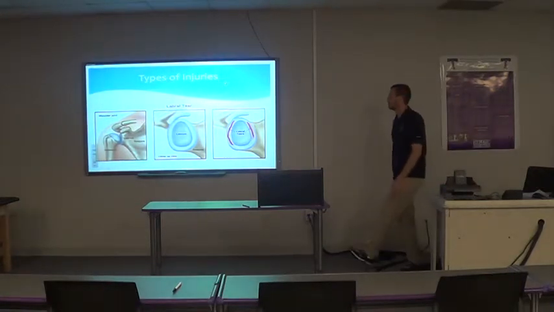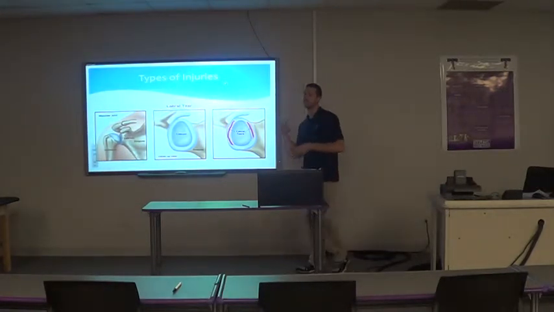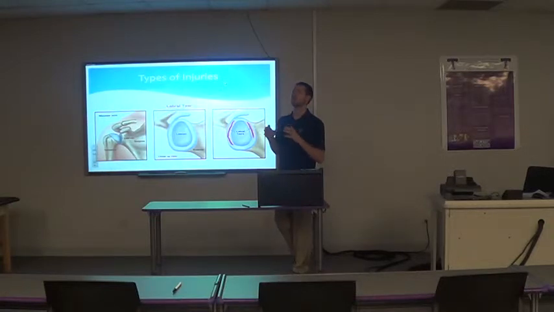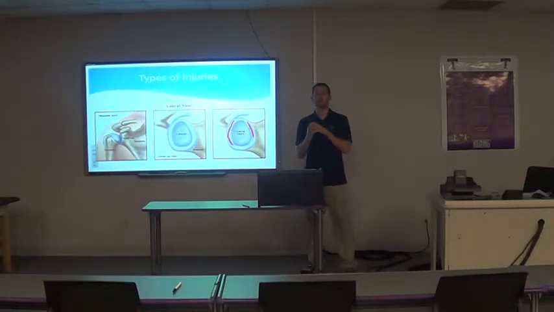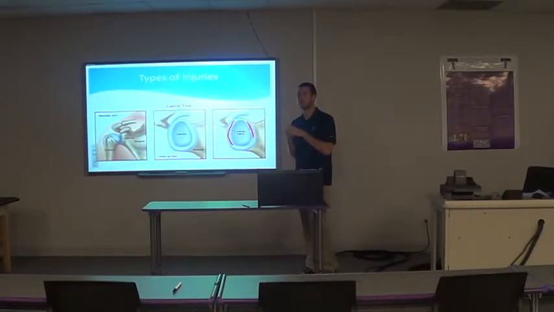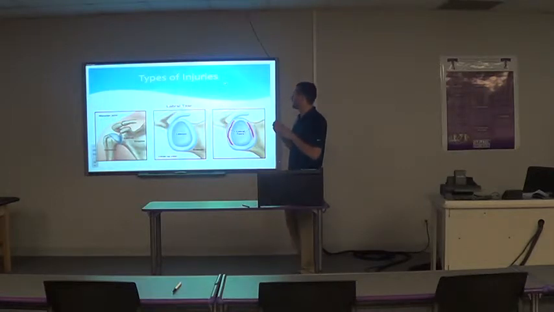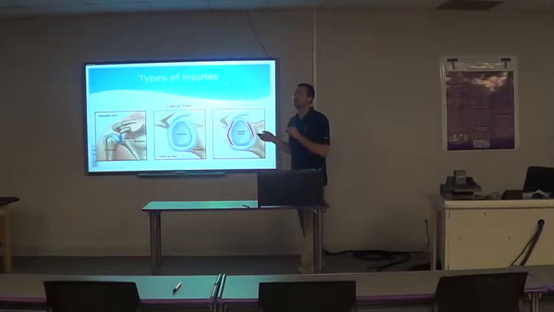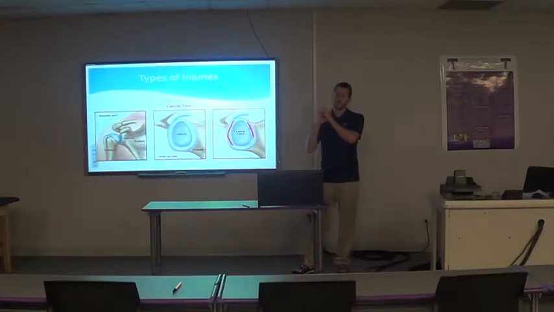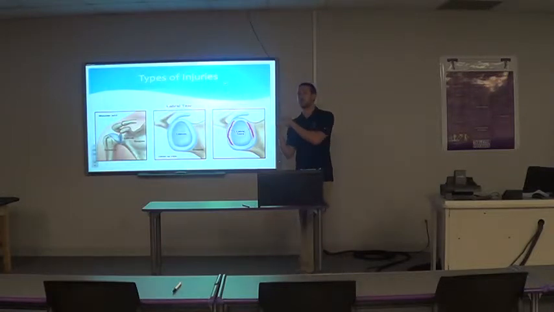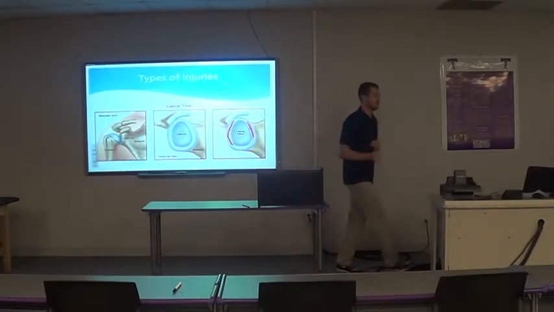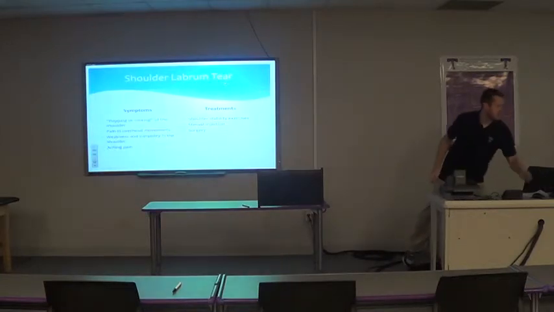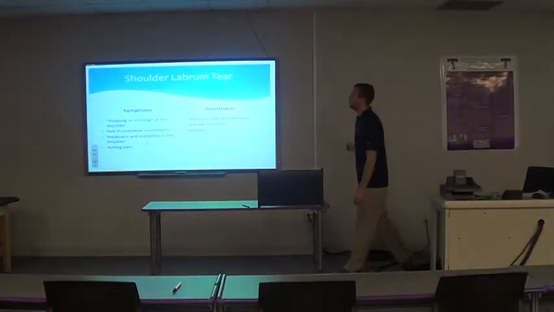Next we have a labral tear. The labrum is like the cartilage type material that holds the head of the humerus in the glenoid cavity. So a lot of times whenever you have a shoulder dislocation, you often see this accompany it, tear of the labrum, because whenever the head of the humerus leaves the shoulder joint there, it'll, like I say, tear the labrum there.